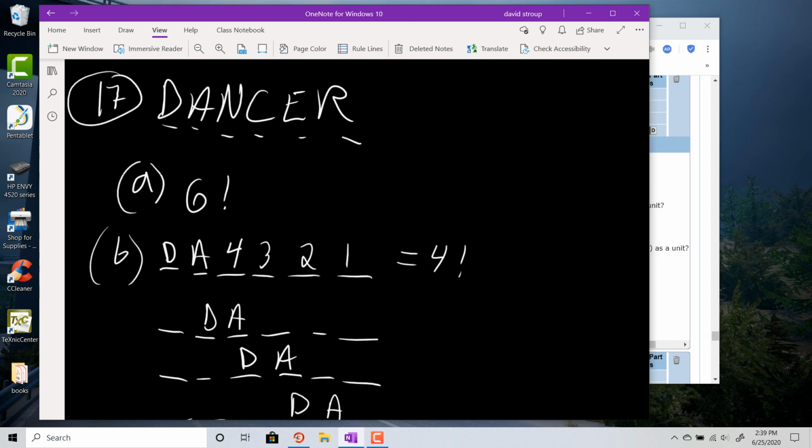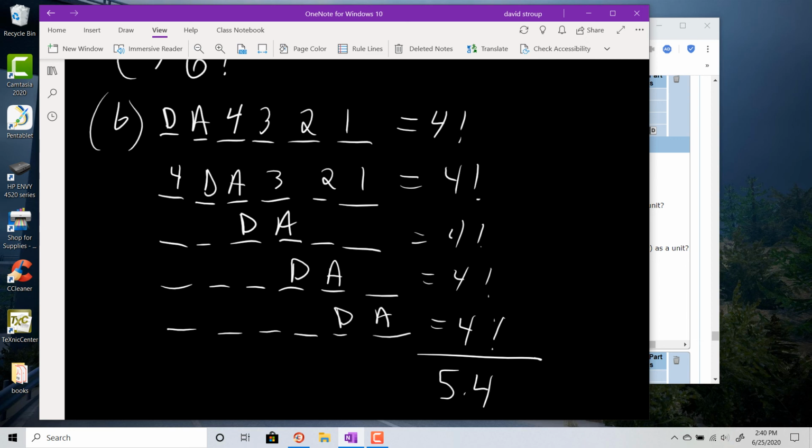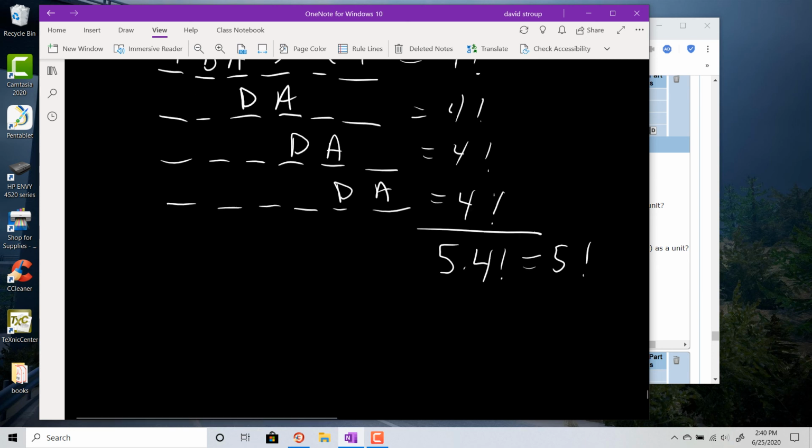And same here, right? So there's this position here, and then this, and then this, and then this. So on and so forth. Okay, so at the end of the day, how many are there? There's 1, 2, 3, 4, 5. 5 times 4 factorial, which of course is 5 factorial. There's other ways to look at this.